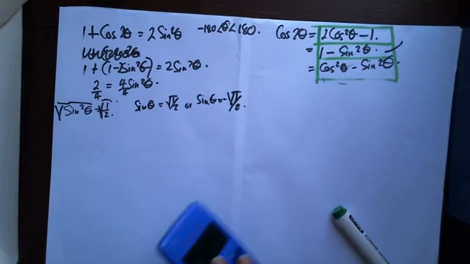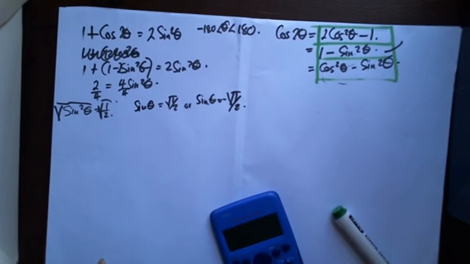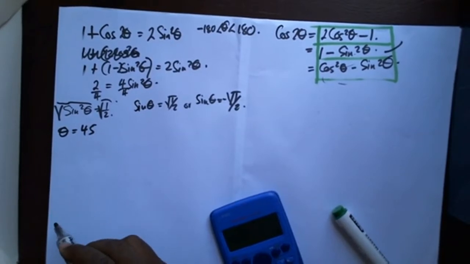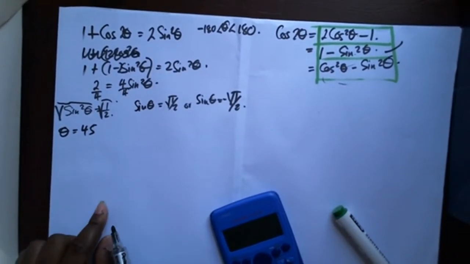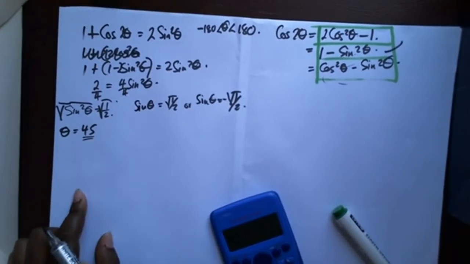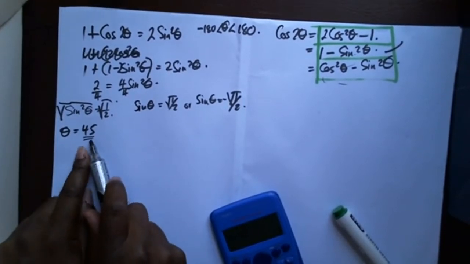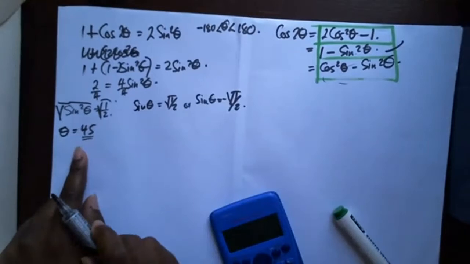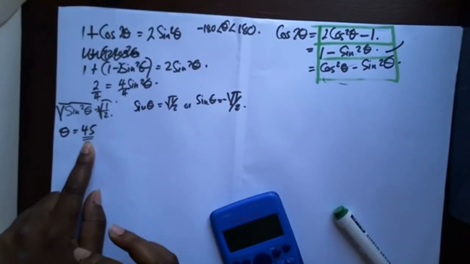Now I can come and say shift sine square root of 1/2. It must be 45, if I'm not mistaken. So theta is equal to 45 degrees. And I know this is the principal value. If I add 360 to it, it becomes out of range. If I subtract 360 from it, it goes out of range. So I'm only interested in the principal value.